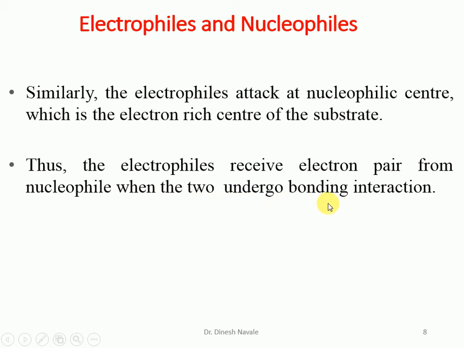That means during the bond formation, the electrophile will be attacked by the nucleophile. That means the electrophile will receive the electron pair from the nucleophile, and then there will be the formation of the bond between the nucleophile and electrophile.